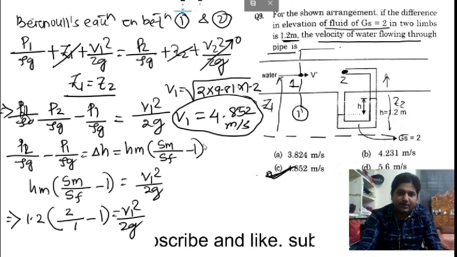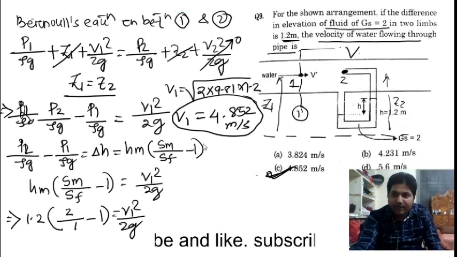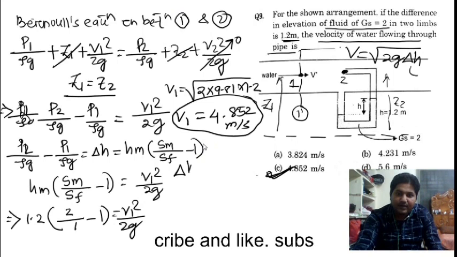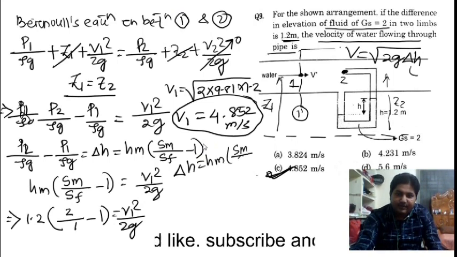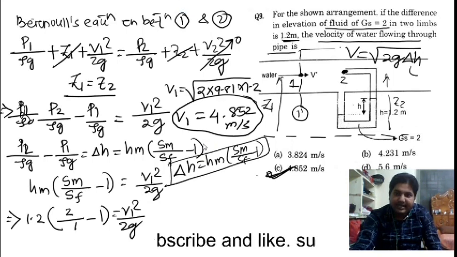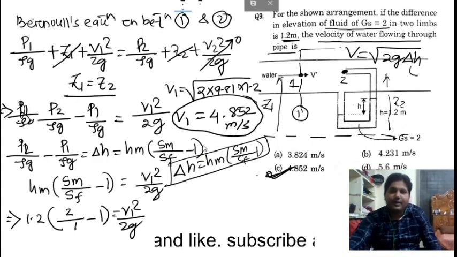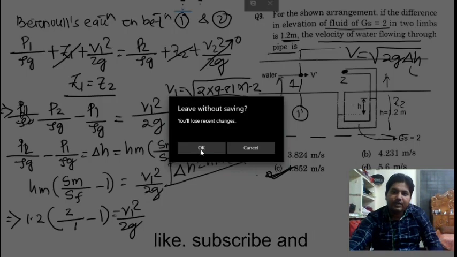So V will be equal to the square root of 2g into delta H, and delta H will be equal to Hm into Sm by SF minus 1. So you can find out delta H and directly put it here, and find out the velocity of flow. Okay, now you go to the next question.